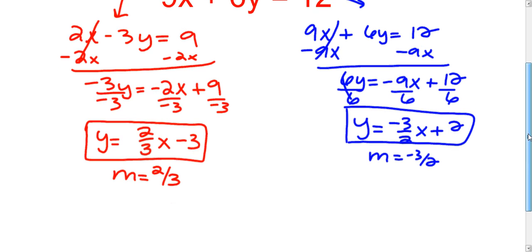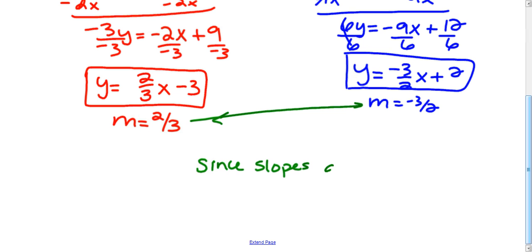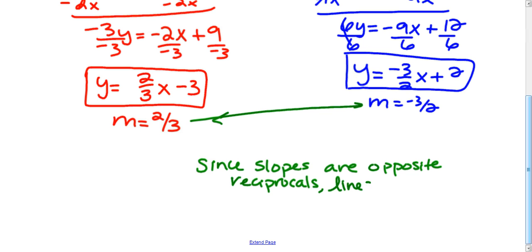Okay, so what I have here is a situation where my slopes are opposite reciprocals of each other. If I compare this one to that one, they are opposite reciprocals of each other. One is positive 2/3 and the other one is negative 3/2. So since slopes are opposite reciprocals, lines are perpendicular.